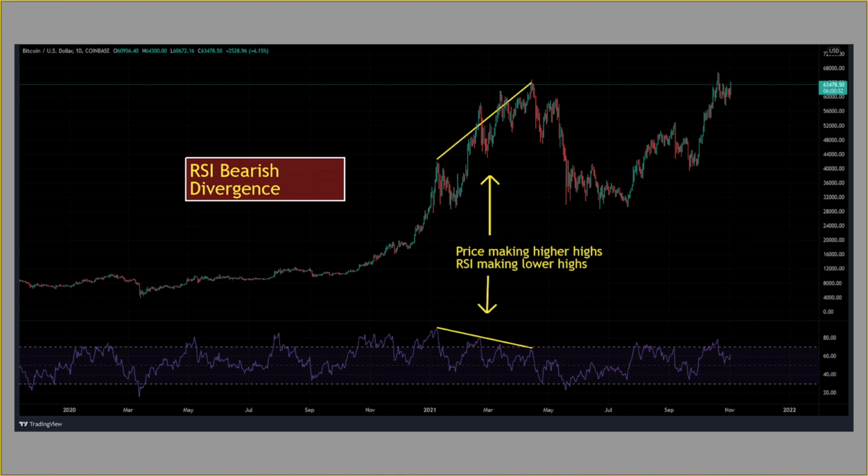Looking at the other perspective, here is the RSI bearish divergence example. Price is making higher highs, while at the same time the RSI is making lower highs, indicating that buying pressure is weakening and that the general buying activity has a downward trend, whereas price is still trending upwards. This is on Bitcoin, US dollar on the daily chart, and this was actually in the first 2 quarters of 2021, going from January up until April.